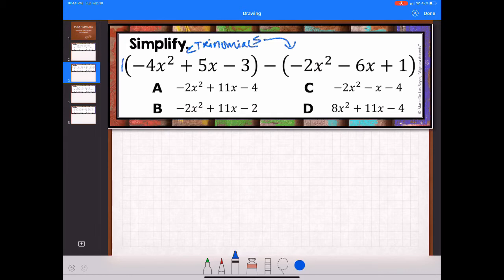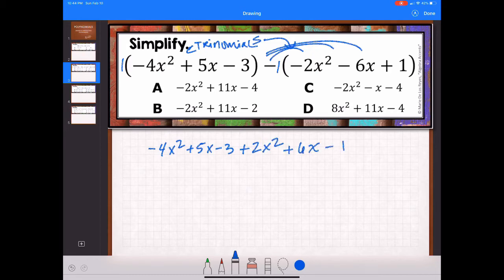Okay. The one in the front, since that's positive, when you distribute, it's not going to change the signs of any of these terms. I'm just going to recopy it. However, this one will. So that's going to be positive 2x squared plus 6x minus 1. And we're going to combine like terms.